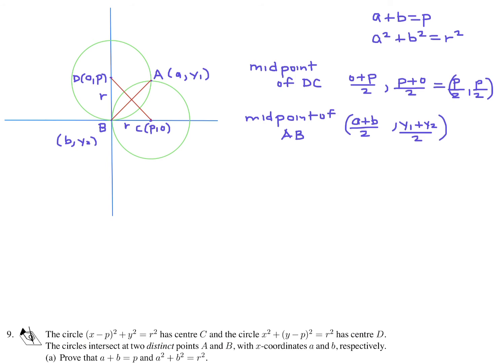Now these two midpoints are the same, so that means that this is the same as this. So basically p over 2 is the same as (a plus b) over 2. And if you multiply both sides by 2, you get p is equal to a plus b. So there you go. We've just proven the first one. Now we have to prove the second one, a squared plus b squared is equal to r squared.